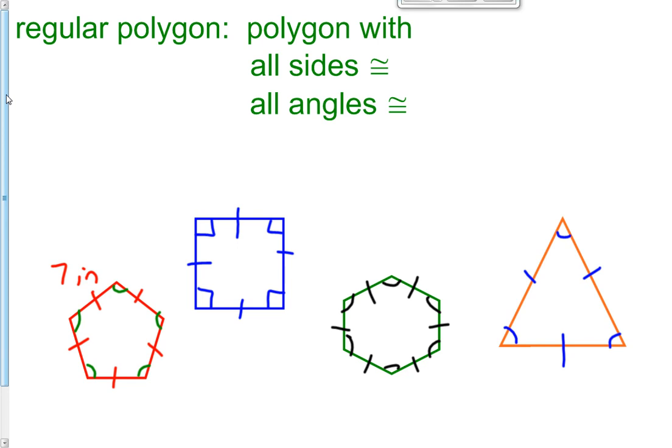But it could be any shape, an octagon. If it's a regular octagon, all 8 sides are congruent, all 8 angles are congruent. It could be a regular decagon. All 10 sides are congruent, all 10 angles are congruent. A regular polygon just means all sides are congruent and all angles are congruent.